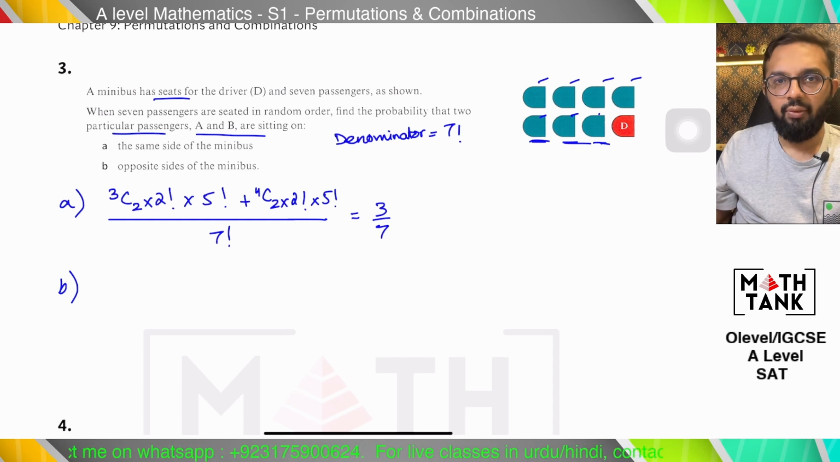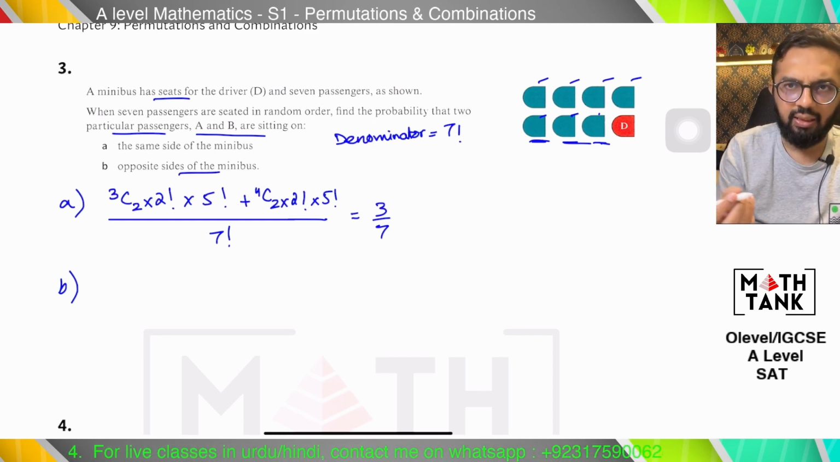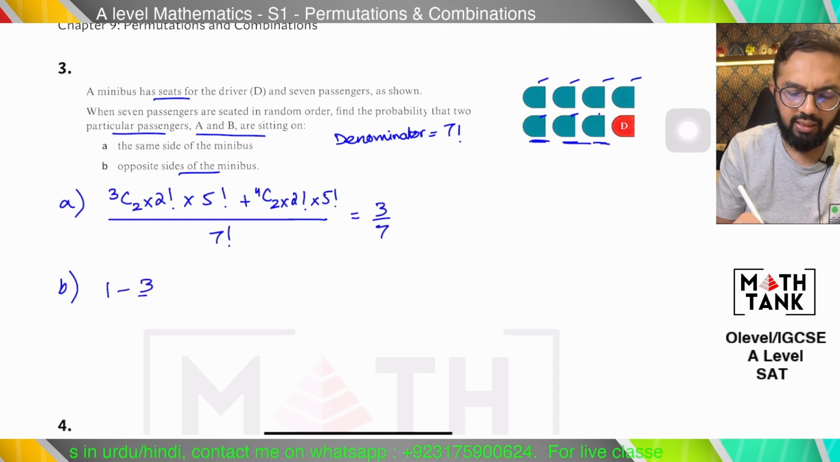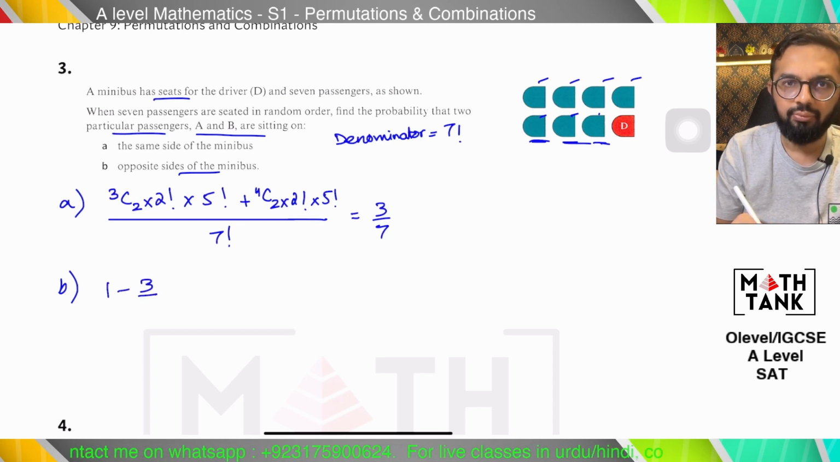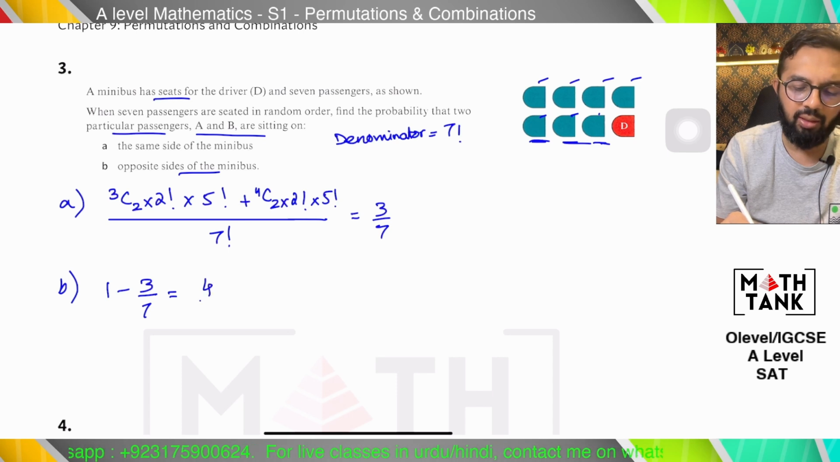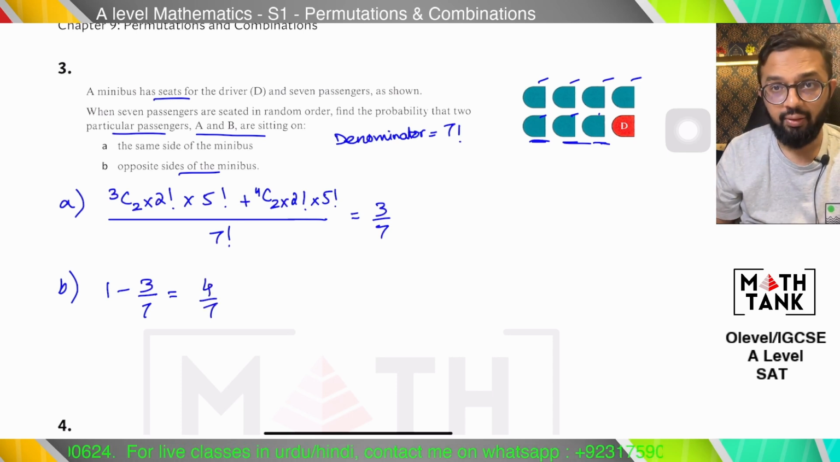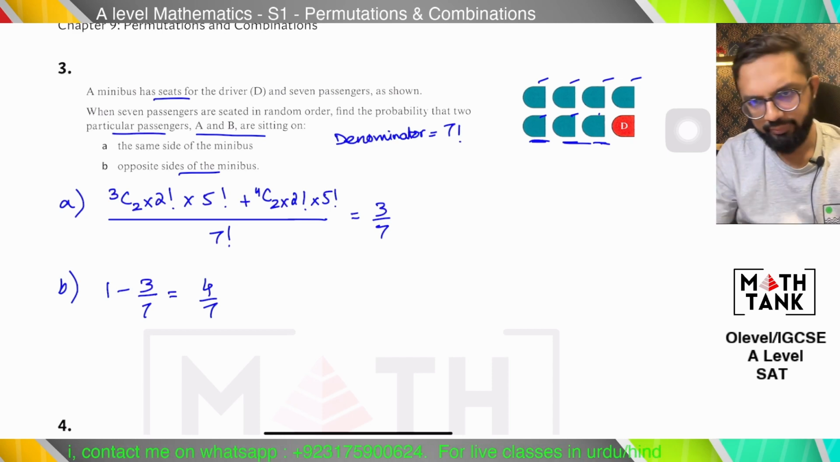Okay, so 3 over 7. They are on opposite sides of the minibus. I think that's very simple. If they are on the same side, that has a probability of 3 over 7, then the opposite must have a probability of 4 over 7. Okay, that pretty much solves the question.